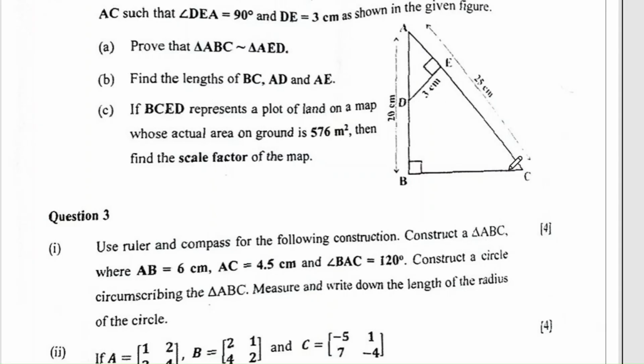Triangle ABC, the whole triangle, is similar to this small triangle AED. We have to prove they are similar. In triangle ABC, angle B is 90 degrees. In triangle AED, angle E is 90 degrees. So one angle is the same, and angle A is common. So by the angle criterion, they are similar.